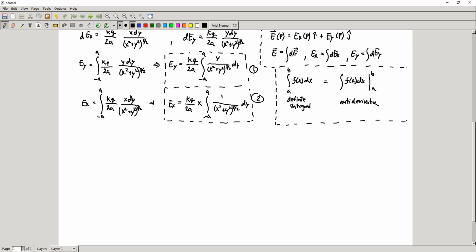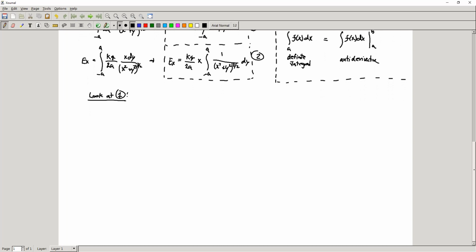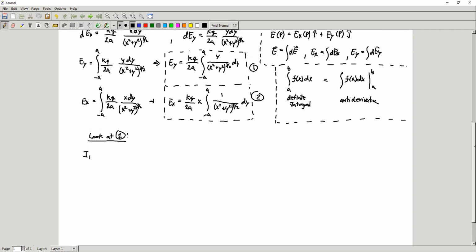Let's do this for our first integral that we're looking at here. So let's take a look at 1 here. Okay, so I'm going to label this integral 1. The integral that we really want to solve in here is coming from this number 1 here, right? So what are we really trying to look at? Well, I'm going to call I1 the indefinite integral of y over (x squared plus y squared) to the 3 over 2 dy.